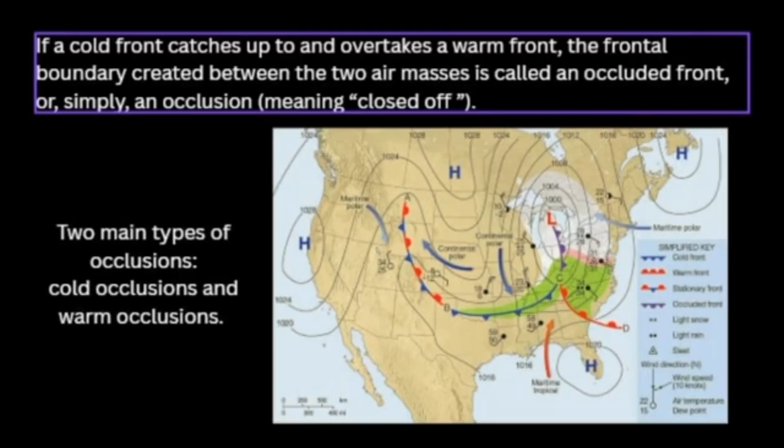There are two main types of occlusions, which are cold occlusions and warm occlusions. On a surface weather map, an occluded front is represented as a purple line with alternating cold front triangles and warm front half circles. Both symbols point in the direction toward which the front is moving. As you notice, the air behind the occluded front is colder than the air ahead of it. This is known as a cold type occluded front, or cold occlusion. Now let's see how these fronts develop.